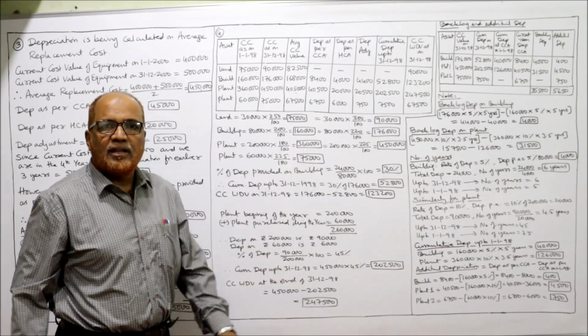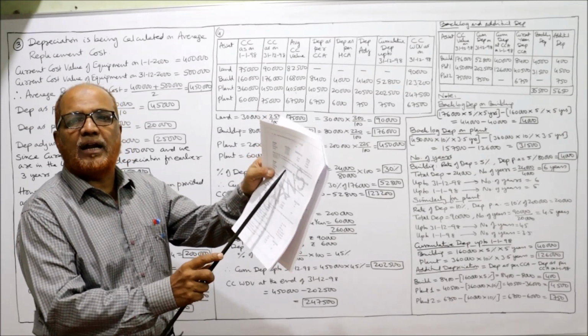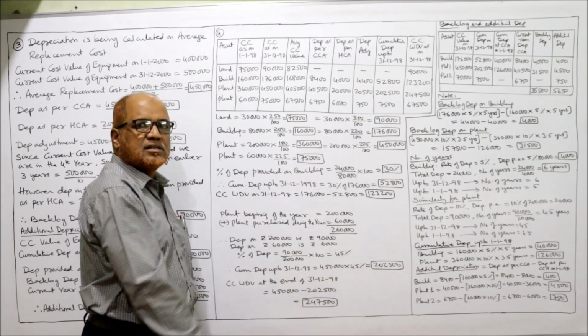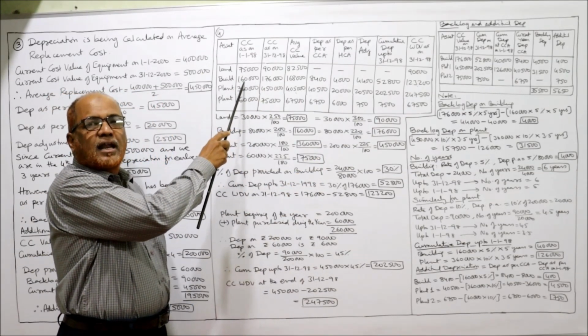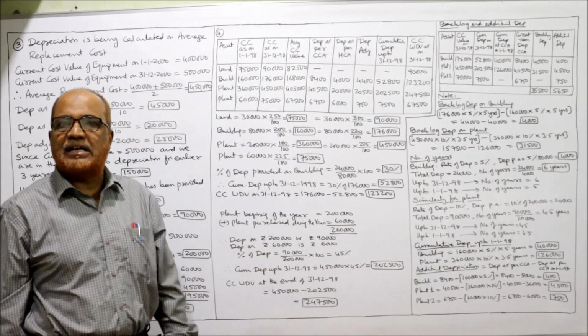Similarly, at the end of the year the index number was 220. 220 by 100 into 80,000 gives 1,76,000. So we got the current cost value: beginning of the year 1,60,000, end of the year 1,76,000.